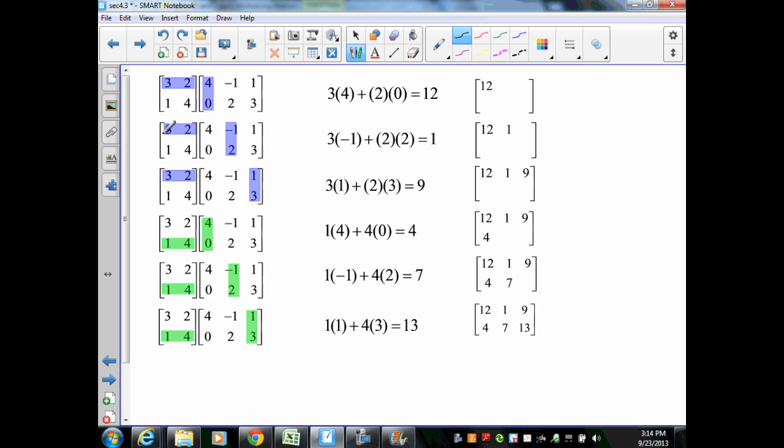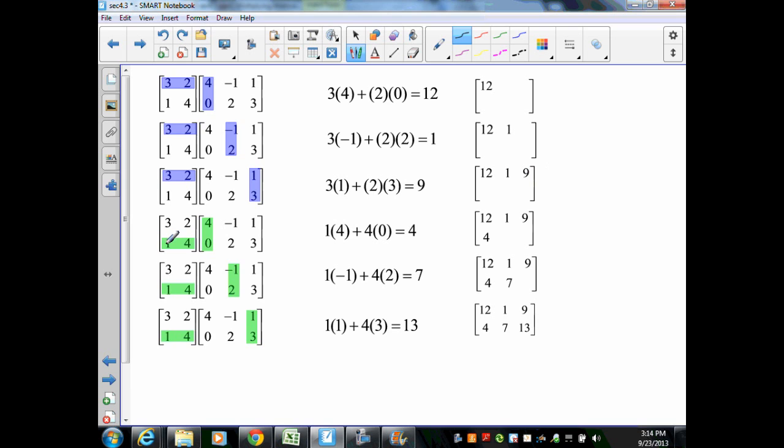And then row 1 times column 2. 3 times a negative 1 plus 2 times 2. I add those products and I get 1. And that is row 1, element 2. And finally, I have the first row times the third column. I find the product and the sum of that, and that gives me 9. And that is row 1, element 3.